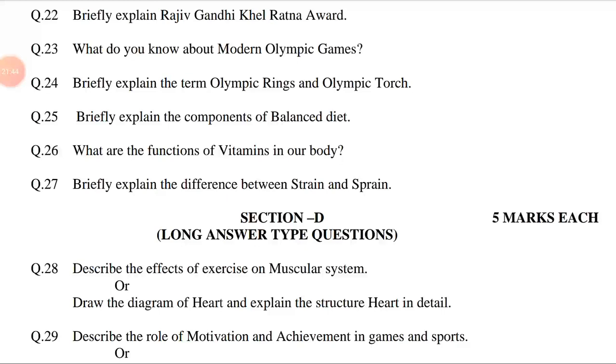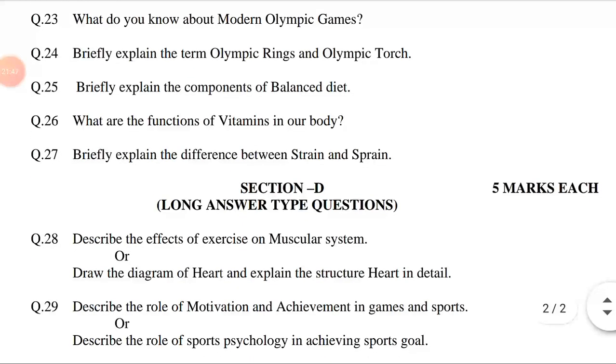Extra. Question number 23. What do you mean about modern Olympic Games? This question is related to chapter number 8, Olympic Games. The answer may be, the credit of starting modern Olympic Games goes to whom? Who is Baron Pierre de Coubertin? When he called international conference? How many countries representatives attended the first conference? Where first modern Olympic Games held and how many days lasted?